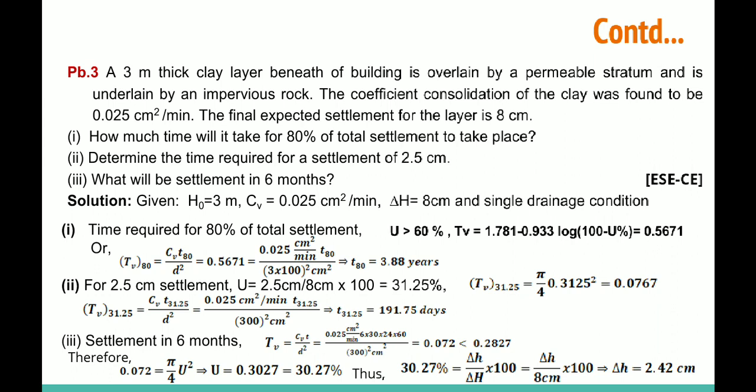So in these questions, in the first part, we have to calculate the time required for the 80% degree of consolidation. In the second question, settlement was given and we calculated the time required for the 2.5 centimeter settlement. In the third part, time was given, and they're asking about the degree of consolidation. Then we can calculate the settlement. So time was given and we have to calculate the settlement. So let's see the next question.